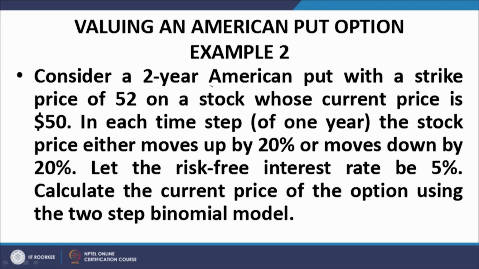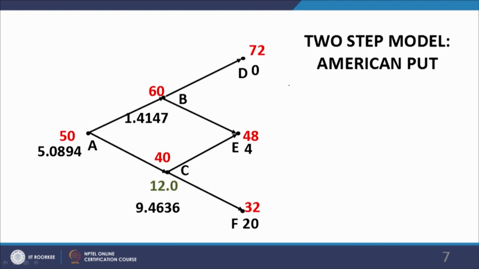So, as an illustration, let us do the same problem that we did just now on the premise that the underlying put option is an American put. So, we consider a 2-year American put. Now, please note this particular feature. American put with a strike price of 52 on a stock whose current price is 50, with each time step of 1 year. This is a 2-year put, so we are having a 2-step binomial tree model just as in the previous case. In each time step of 1 year, the stock price either moves up by 20% or moves down by 20%. The risk free interest rate is 5% per annum continuously compounded. Calculate the current price of the option.